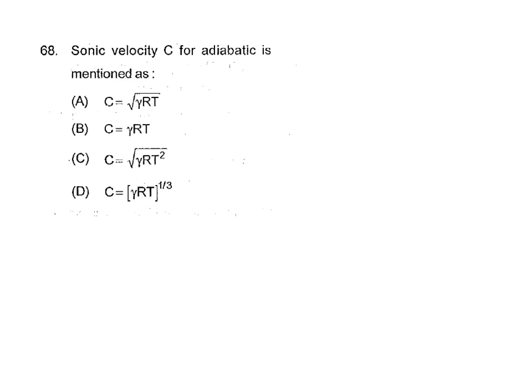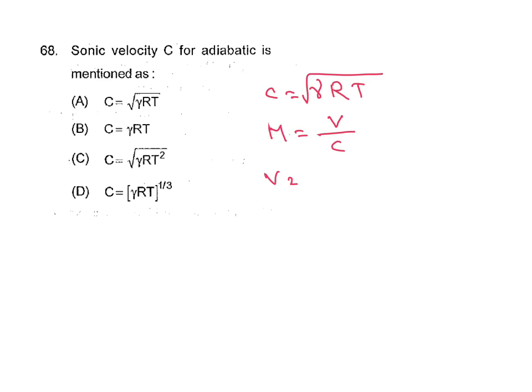Sonic velocity C for adiabatic is mentioned as, sonic velocity C equal to root over gamma RT. In problems also they are asking this type of question. In IAS, GATE also they may ask this one. In ISRO also, 3-4 times they ask this question. Gamma value for air you have to remember, R value also for air you have to remember. T value in the question they will give, you have to find the Mach number, or sometimes they are asking C also. One more thing is important here, Mach number M equal to V by C.